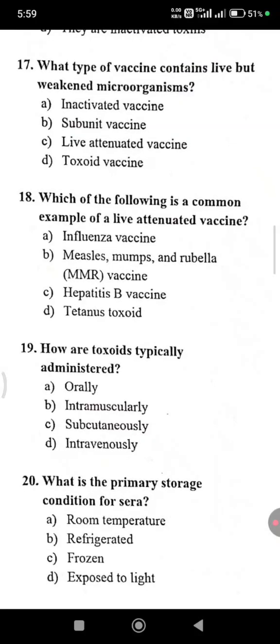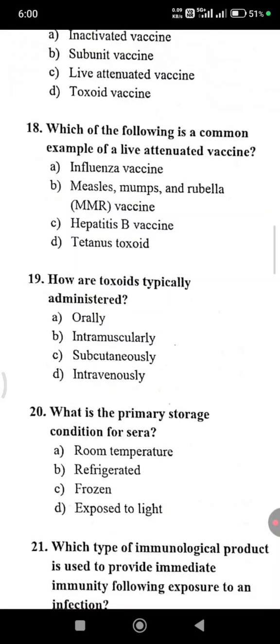Question 18. Which of the following is a common example of live attenuated vaccine? Option A, influenza vaccine. Option B, measles, mumps, and rubella vaccines. Option C, hepatitis vaccine. Option D, tetanus vaccine. That is option B, measles, mumps, and rubella vaccine, a live attenuated vaccine.